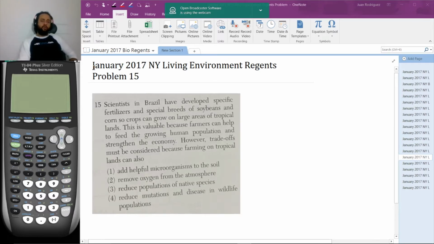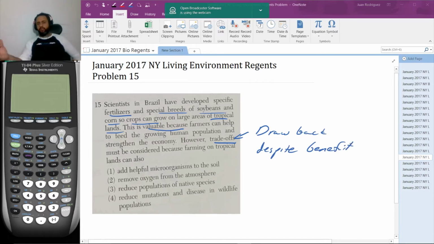So here's what we see. We know they developed a specific fertilizer and special breeds of soybean and corn so crops can grow in large areas of tropical lands. Growing these crops in a different land is valuable because farmers can help feed the growing human population and strengthen the economy. However, trade-offs, you do need to know, this is a benefit, this is a drawback, despite the benefit. So in other words, you get a benefit, but to get the benefit, you lose something.